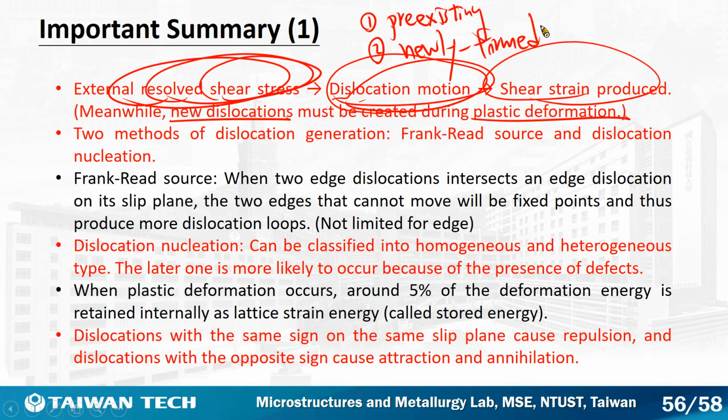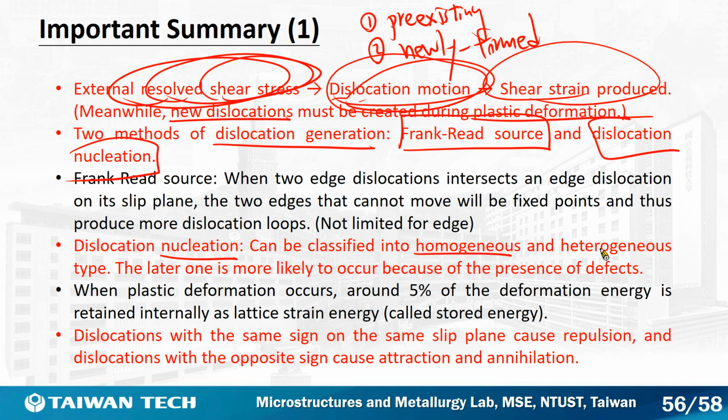Okay, and we have two types of dislocation generation mechanisms. One is the Frank-Read source, the other is dislocation nucleation. For the Frank-Read source, usually we will say that it will be combined with the double cross slip. We will talk about it later. And for dislocation nucleation, we have homogeneous and heterogeneous.